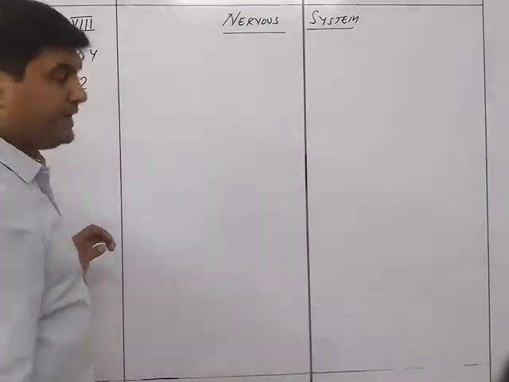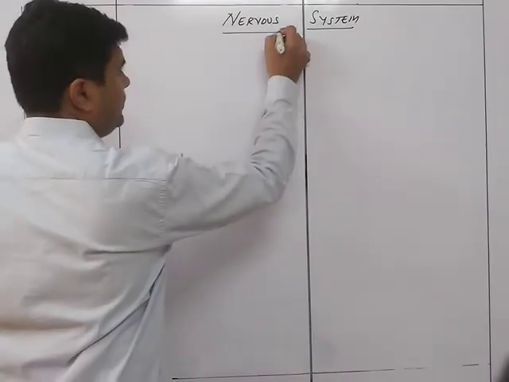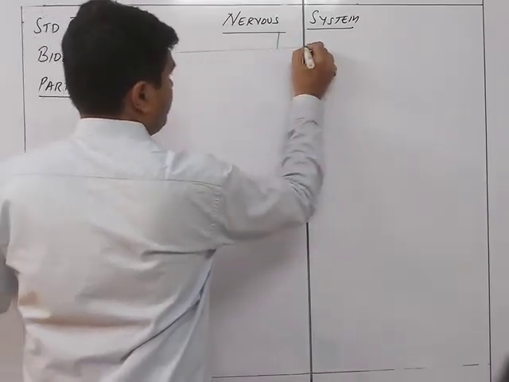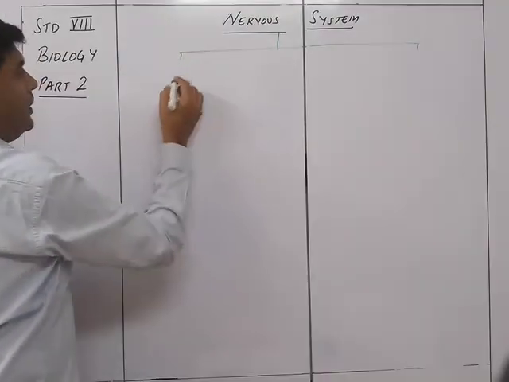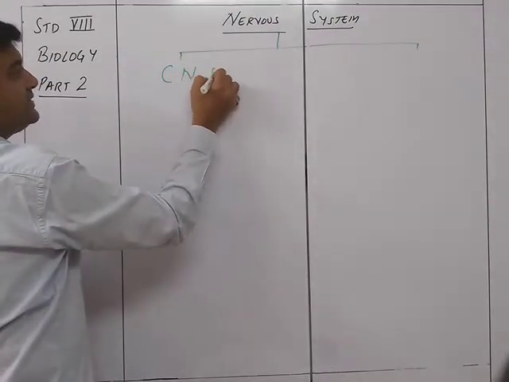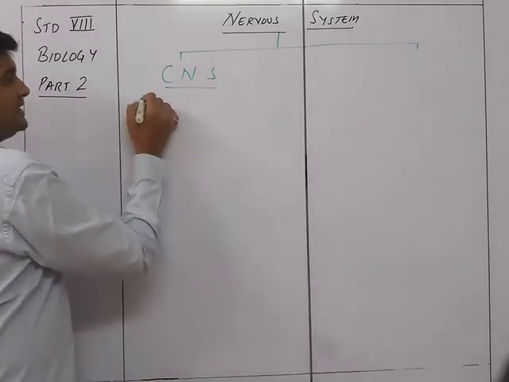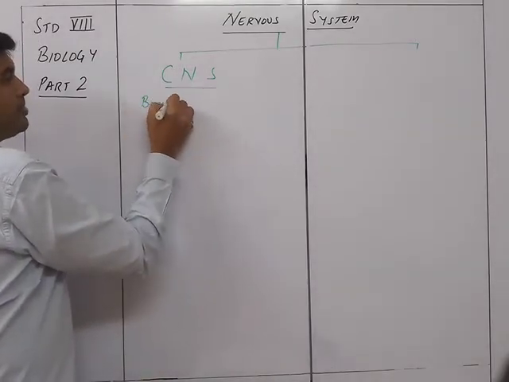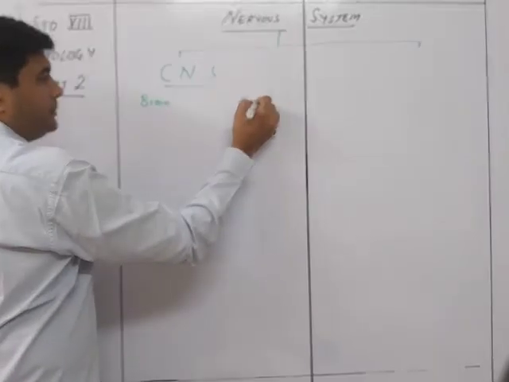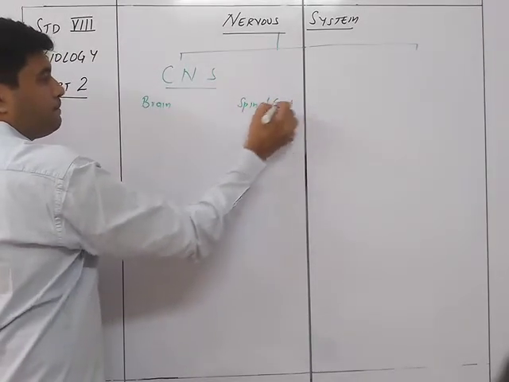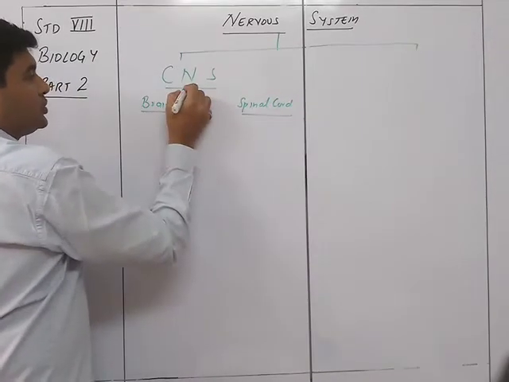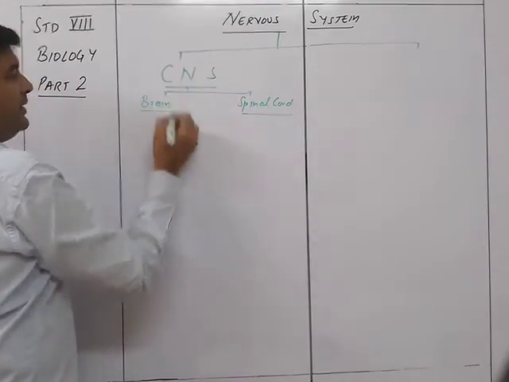What we know is that the nervous system is divided into two parts. One is the CNS, the Central Nervous System, which consists of the brain and spinal cord. So the CNS contains the brain and the spinal cord.